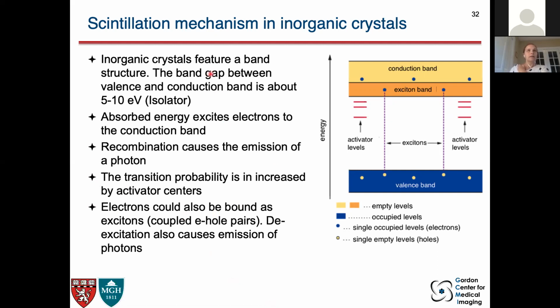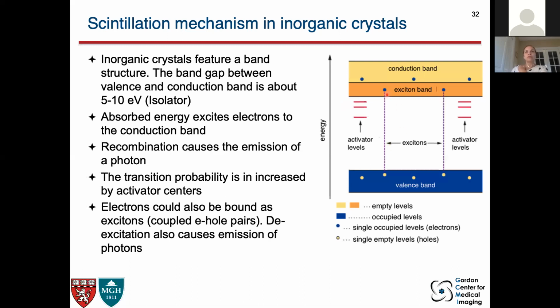But inorganic scintillator crystals, which we will talk about mainly here, are crystals that feature a band structure, like we see here. So the band gap between the valence band and the conduction band is about 5 to 10 electron volts. So what happens is that the absorbed energy excites electrons from the valence band to the conduction band. And then recombination will eventually occur. And when this happens, this will cause the emission of a photon.